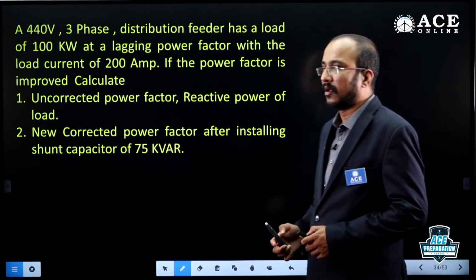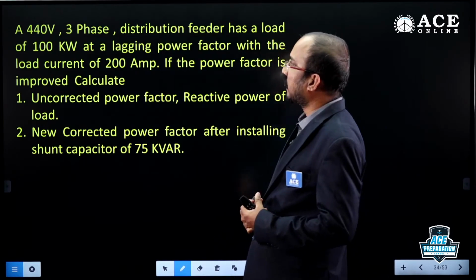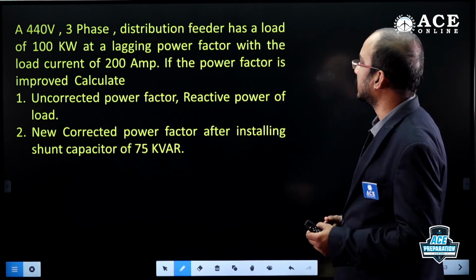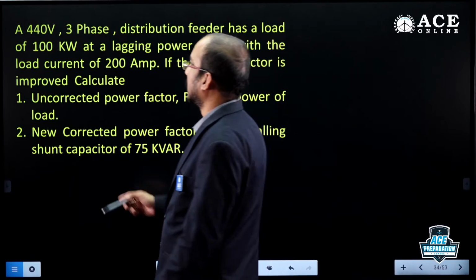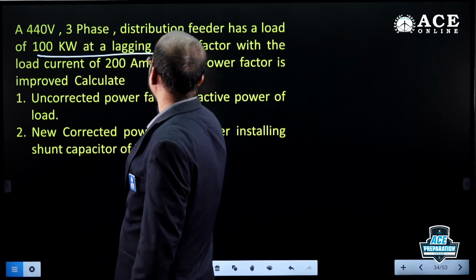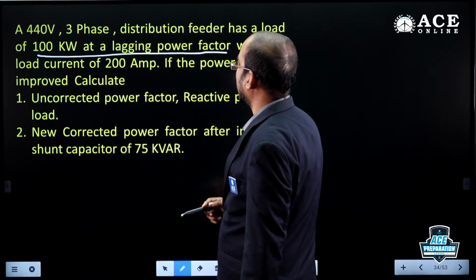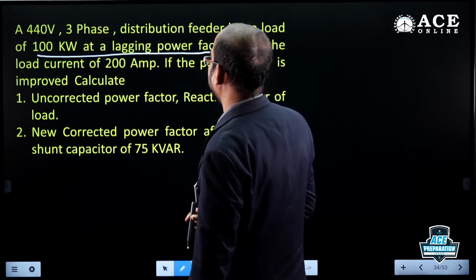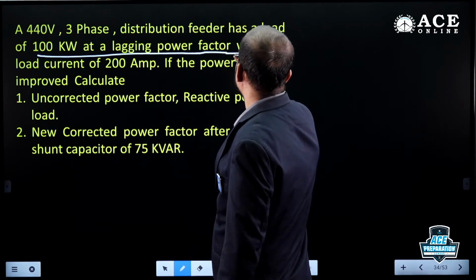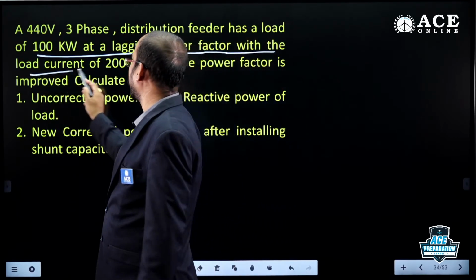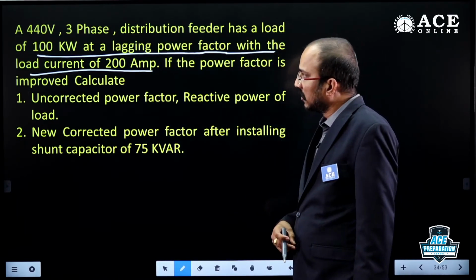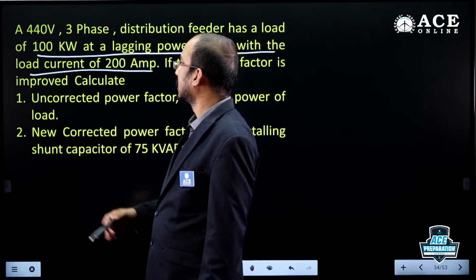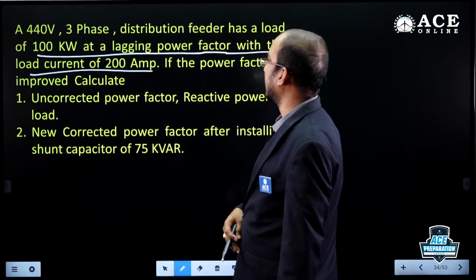Observe this question. A 440 volts 3-phase distribution feeder has a load of 100 kilowatt at a lagging power factor with a load current of 200 amperes. He has not given the power factor. Load is given as 100 kilowatt and 200 amperes.